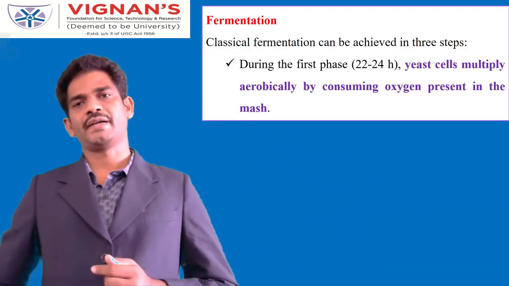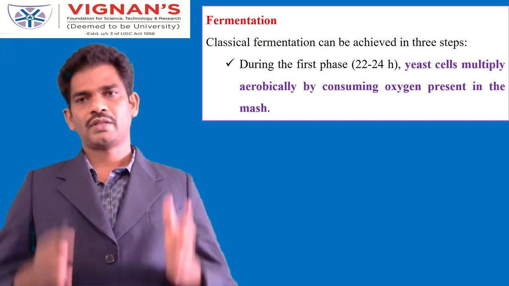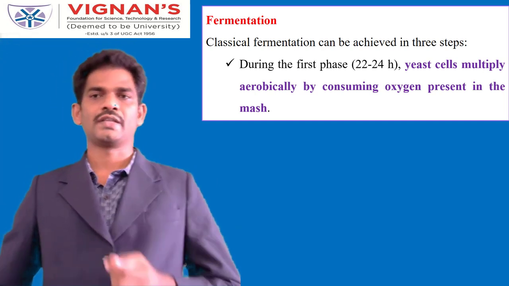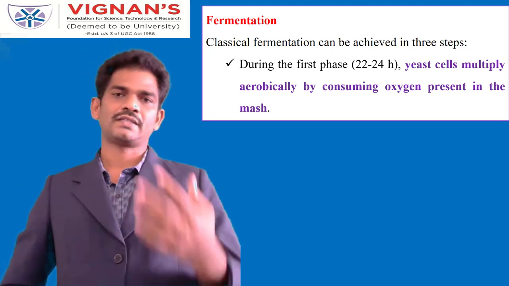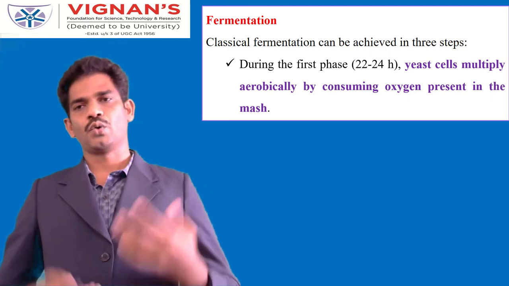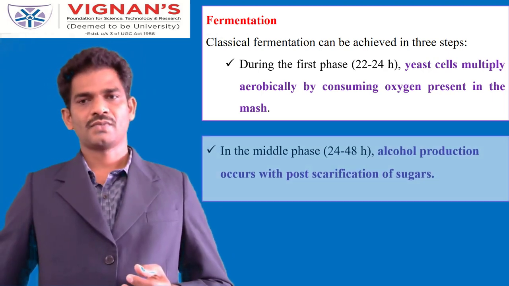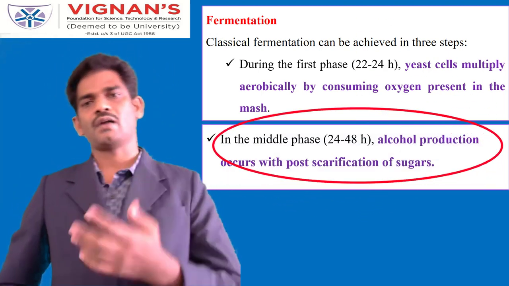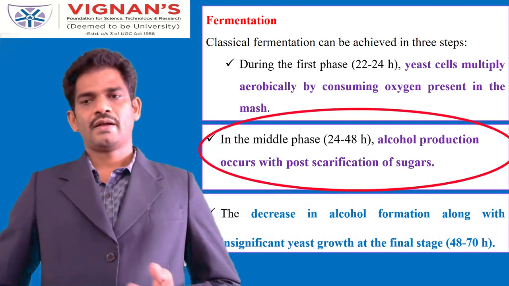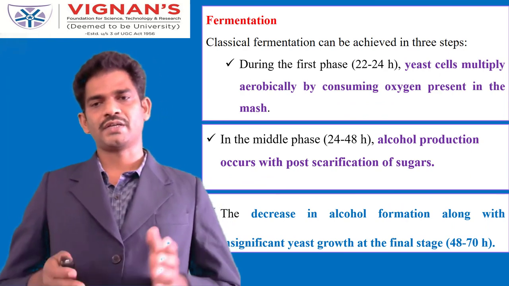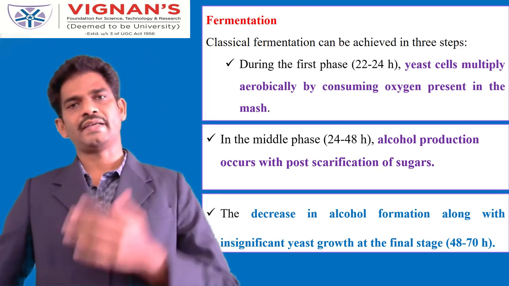The next stage is fermentation. Fermentation is the most crucial stage for producing ethanol. In the classical fermentation process for producing ethanol, you can use three phases. In phase one, the yeast cells first grow aerobically, where the yeast cells consume the oxygen present in the mass. In the second stage, you can observe the alcohol production with the post-saccharification of the sugars. And in the last, final stage, you can see a decrease in alcohol formation along with insignificant yeast growth.